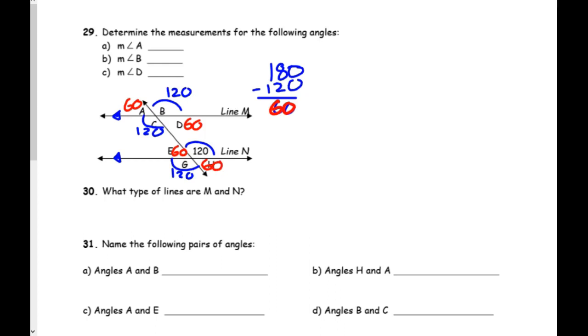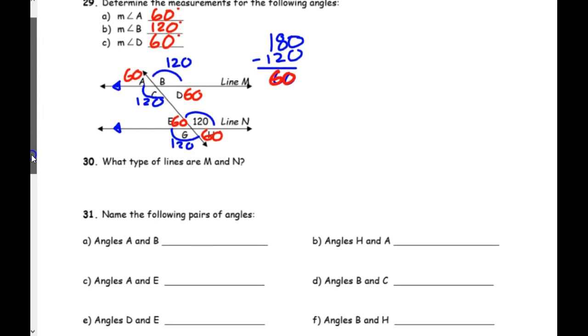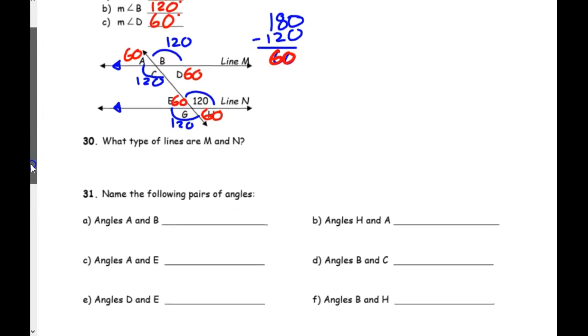So the measure of angle A, 60 degrees. Measure of angle B, 120 degrees. Angle D is 60 degrees. It's not that hard to do once you've labeled it. The answers are already labeled for you.